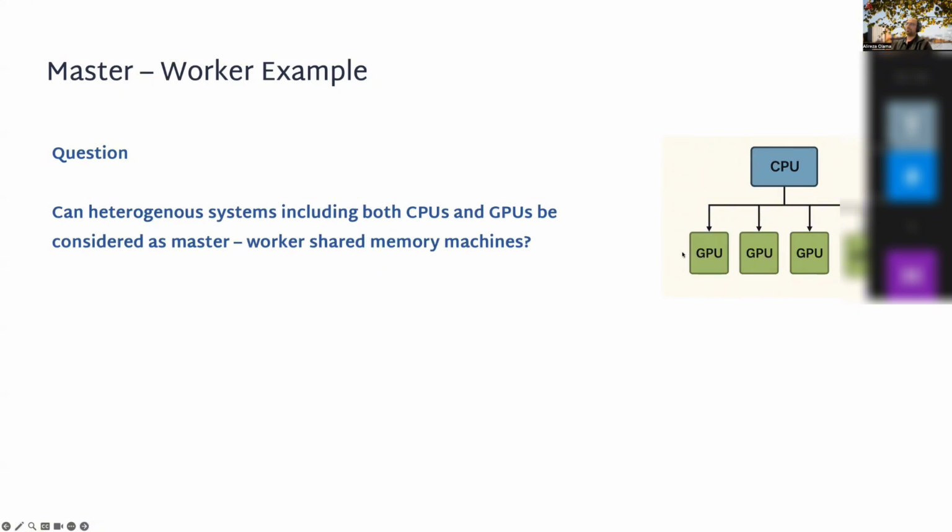So this is a tricky point about this master worker. In this case, you need to have your memory shared between the different processors, even if they are heterogeneous processors. So this architecture that I'm showing here is a distributed memory architecture. Okay.